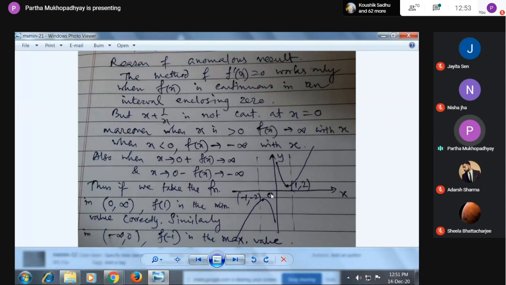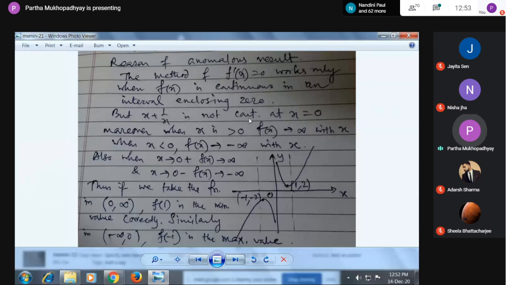Similarly, for negative x, when x is very large, going to minus infinity, then f(x) will also go to minus infinity. And when x is negative and very close to 0, from the left-hand side, then also y will be going to minus infinity, because 1 by 0 will be very negatively large. So this is the graph of the curve, and very clearly it is not continuous at 0. You can see from the figure, it is not continuous at 0. So that is why the problem is coming.